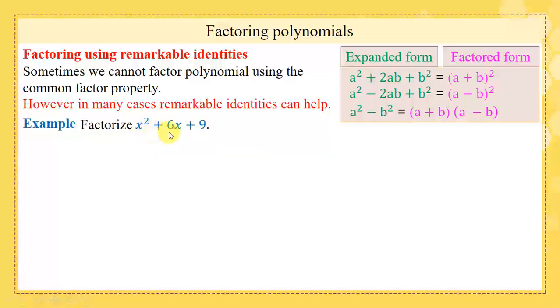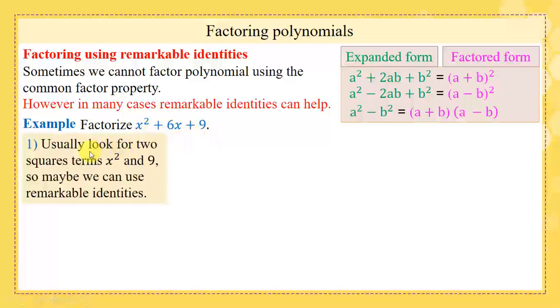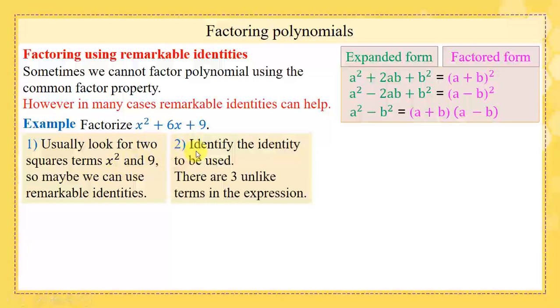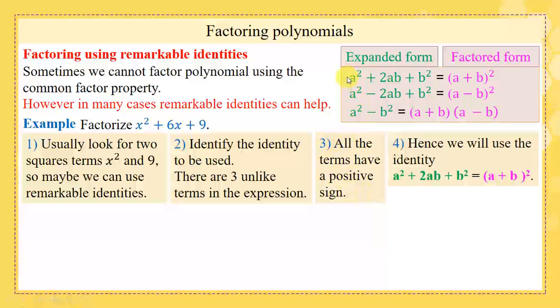Example: let us factorize x squared plus 6x plus 9. First, we look for two squared terms, two perfect squares. Here, x squared is a perfect square, and 9, which is equal to 3 squared, is also a perfect square. Second, we identify the identity to be used. Here we have three unlike terms, so we have a trinomial. This trinomial has all its terms positive, so we should use the first remarkable identity, which says that a squared plus 2ab plus b squared equals (a plus b) squared.